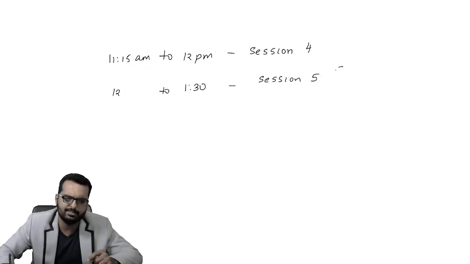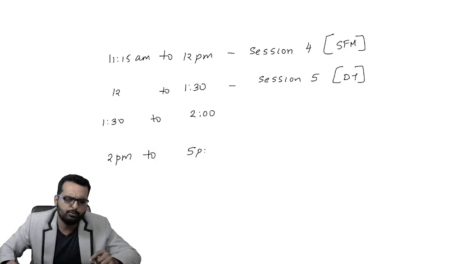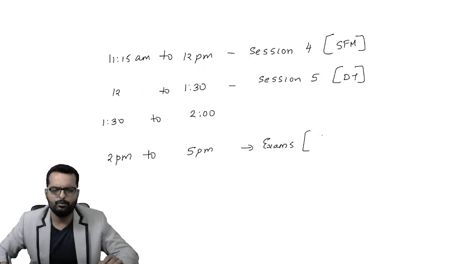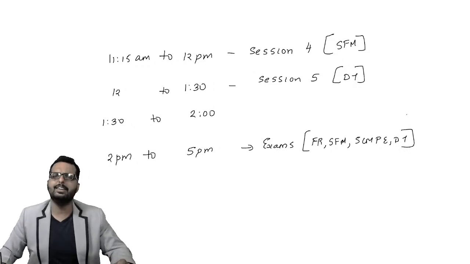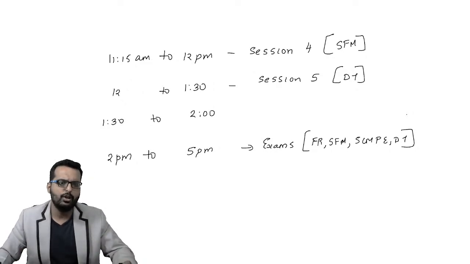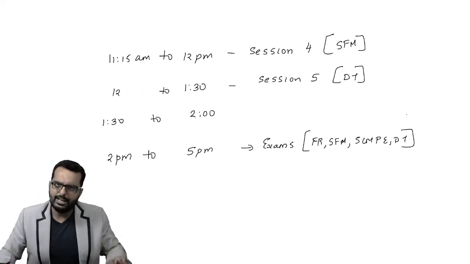I used to do direct tax at this time, DT. You can do whatever you want. For me, this was SFM. Then I used to take a lunch break from 1:30 to 2 every day. And every day from 2 p.m. to 5 p.m., I used to sit in one place and I used to write exams of the 4 practical paper. It could be FR, it could be SFM, it could be SCMP, which was AMA at that point of time, or it could be DT. So 3 hours non-stop sitting in one place. I wrote exams for 1 whole month. The advantage what I got by doing this was when I went to the examination hall, 2 o'clock automatically my brain was ready to write the exam.